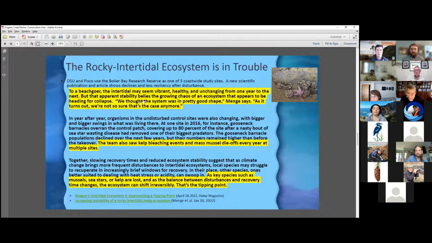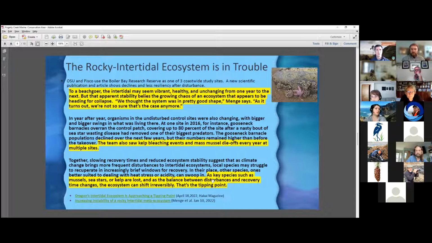And after the sea star wasting disease, they saw a huge surgence of gooseneck, for example. And then after the stars came back, that population of gooseneck barnacles decreased, but it was higher than before the takeover. And also in these control sites, kelp bleaching events and mass mussel die-offs every year at multiple sites. So we're in a little bit of an unknown, but very concerning time for rocky intertidal systems.